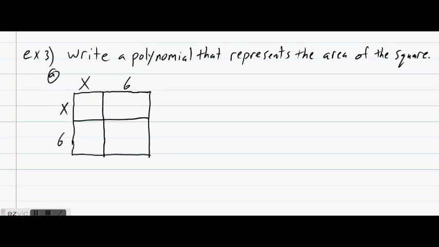Now example 3. We want you to write a polynomial that represents the area of the square. For you guys that have been doing this table method, this is going to be nothing to you. Alright, so you notice it's a square because x plus 6, x plus 6, same dimension, so we know it's a square. Now, what's the area of this thing? X times x, x squared. What's the area here? 6 times x gives me 6x. This area, x times 6, there it is, 6x again. 6 times 6 right here gives me 36.